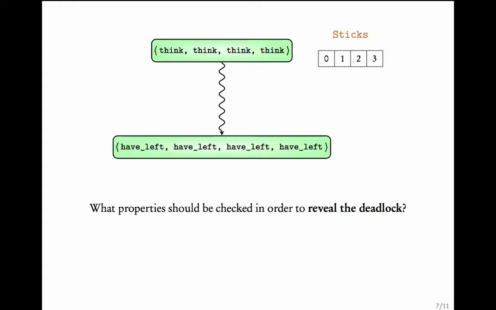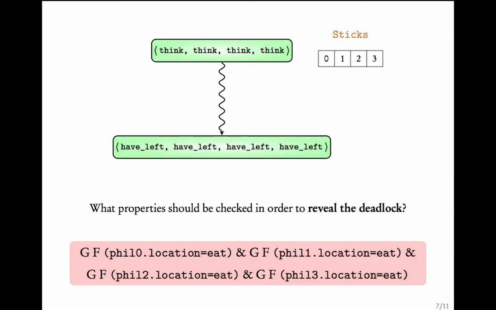We identified this deadlock scenario by forcefully simulating certain paths, but in general, given a transition system, what properties should be checked in order to reveal the deadlock? Here we will make use of liveness. We will check if infinitely often each of the philosophers can eat. Let us see what happens when we check this condition on this model.